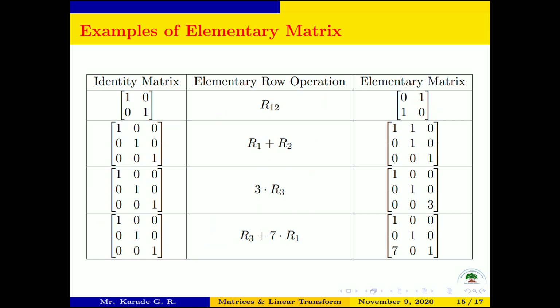Now next, consider the identity matrix of order 3, and on this identity matrix we perform the elementary row operation R3 plus 7 times R1. That means there will be a change in the third row only, all other rows remain as they are. So R3 will change into R3 plus 7 times R1. In the third row we add 7 times the first row. So the resultant is 1 0 0, 0 1 0, 7 0 1. This is an elementary matrix.